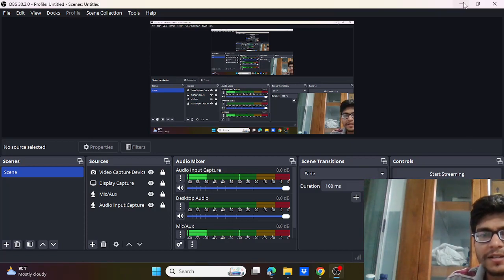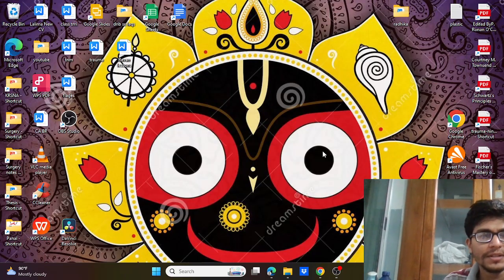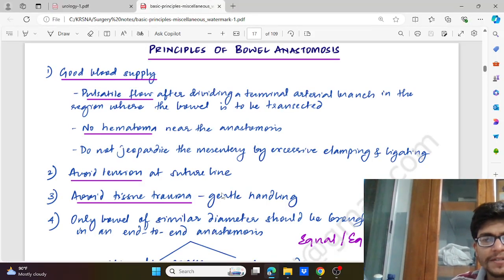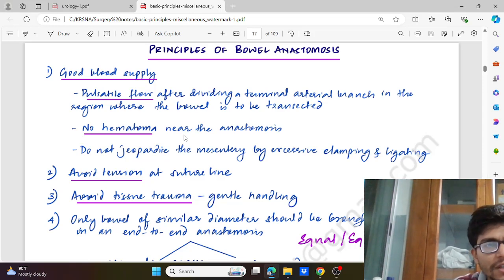Hello friends, now we'll be discussing bowel anastomosis, the basics of bowel anastomosis. So, what are the principles of bowel anastomosis? Before anastomosis, there should be good blood supply to the tissue, that is pulsatile flow after division of the terminal arterial branch, wherever we are transecting the bowel and planning to anastomose.